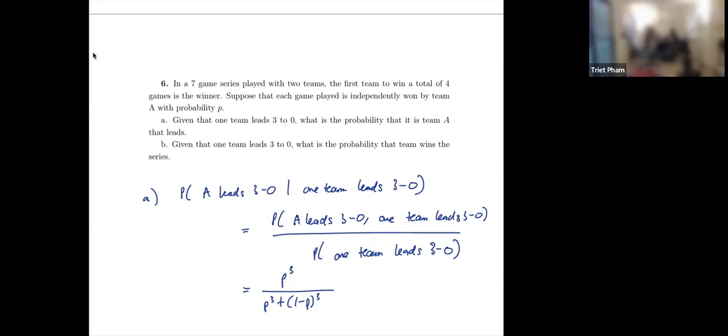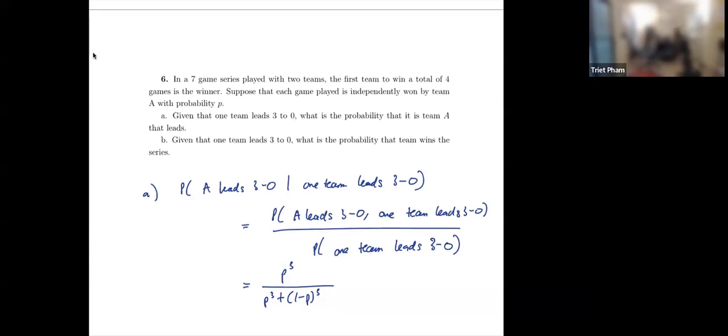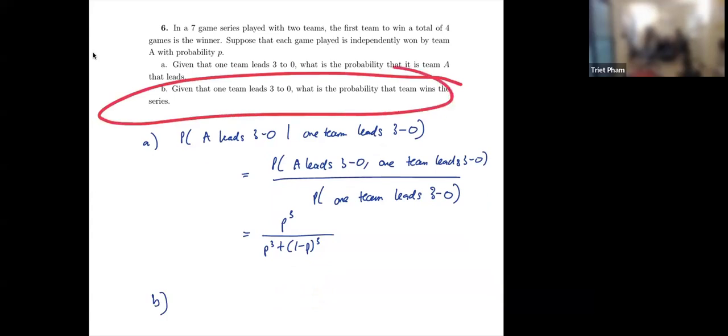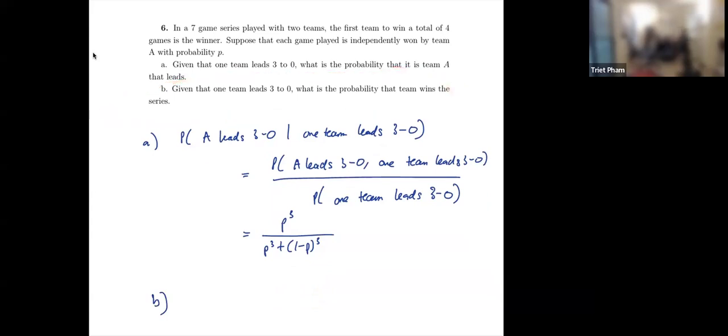Okay, so part A, even though it might not be easy, is still straightforward. The focus of the question is on part B. Take a look at B. The first thing we want to address is why question B is difficult, or how it is not the same as part A, for example.